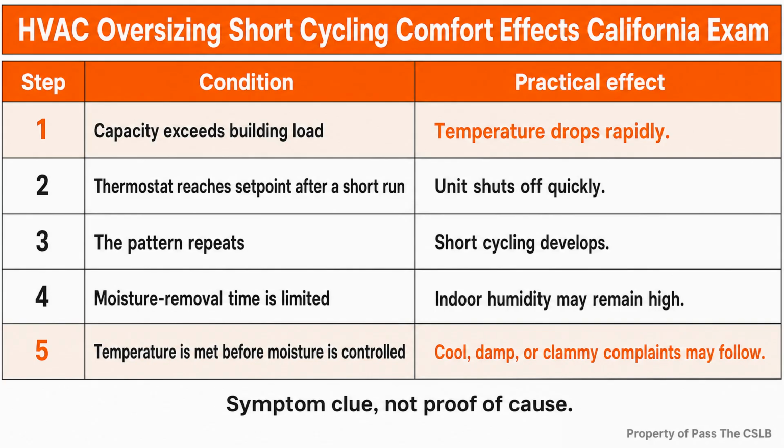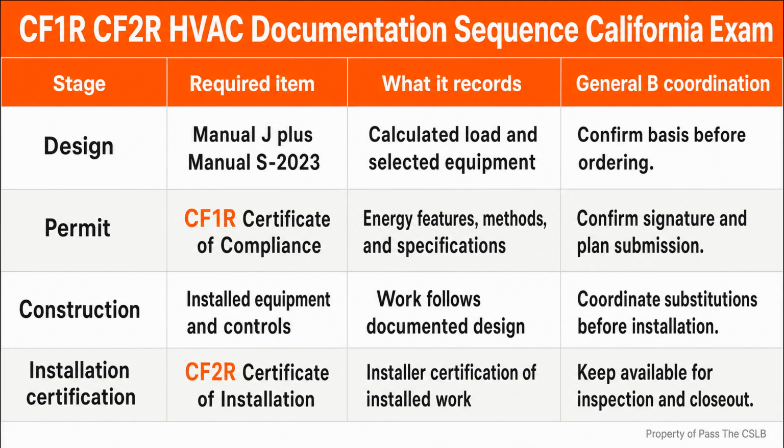The CF2R is the certificate of installation. It belongs to the construction phase. The installing contractor or technician certifies that the installed work matches the applicable design and installation requirements. I remember the pair as promise, then proof of installation. The CF1R records the compliance design that is promised before construction. The CF2R records what the installer certifies was installed. That phrase is only a memory aid. The actual documents and signatures carry the legal meaning.